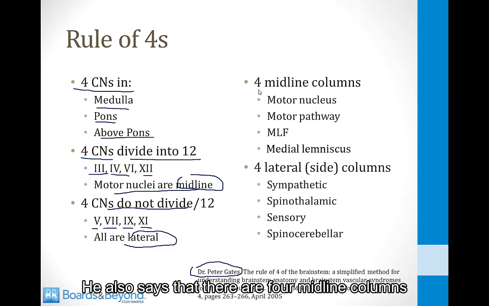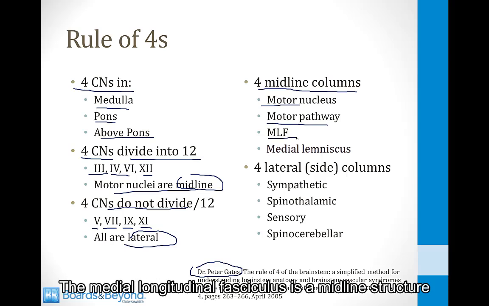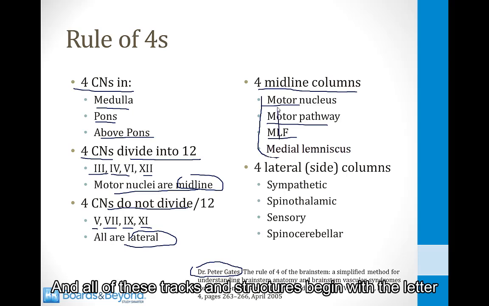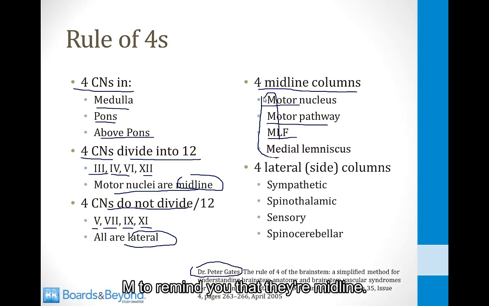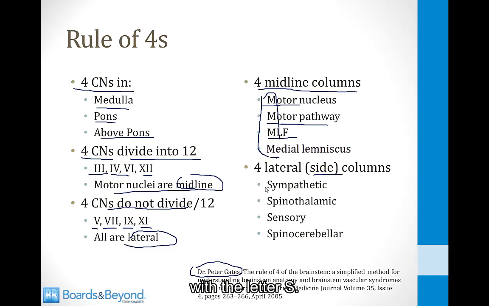He also says that there are 4 midline columns that all start with M. So the first one is the motor nucleus. We'll talk about that in a minute. The next is the motor pathway. That's the corticospinal tract. The medial longitudinal fasciculus is a midline structure, and the medial lemniscus is a midline structure. And all of these tracts and structures begin with the letter M to remind you that they're midline. Then the final part of the rule of fours is that the 4 lateral or side columns all begin with the letter S.